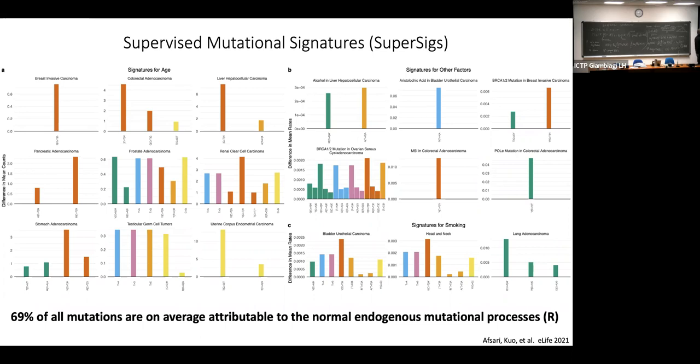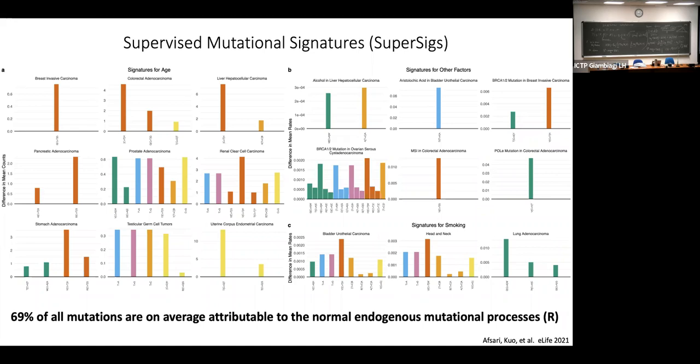Now what is interesting is that in the previous work there is a single signature for age, but what I'm showing you here is that different tissues have different signatures. Tissues like to make different mistakes normally under regular conditions, just aging. And even when we look at other factors, here you see a signature for alcohol in a tissue, and BRCA and so on. But look at smoking. This is the smoking signature in lung. It's all green because it's all C2A types of mutations, where C becomes A.